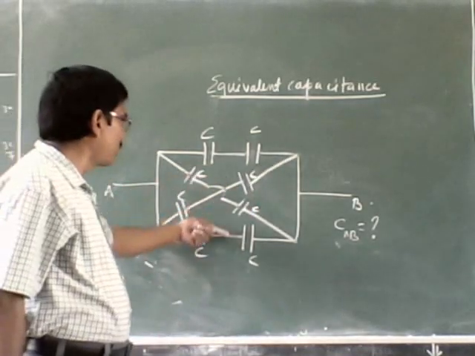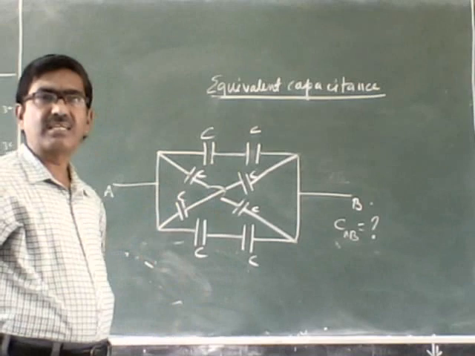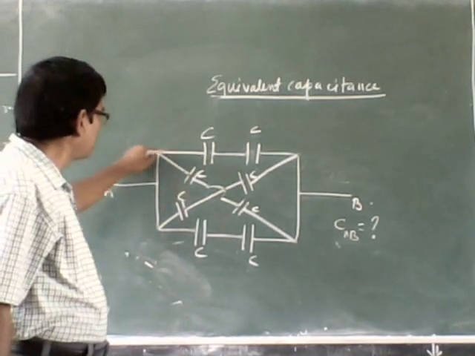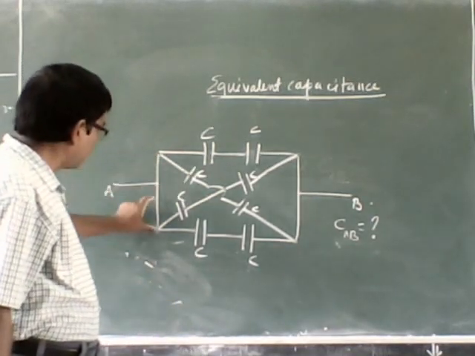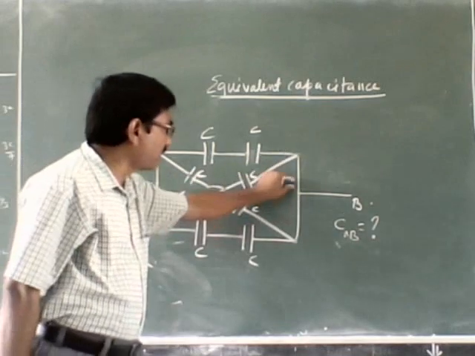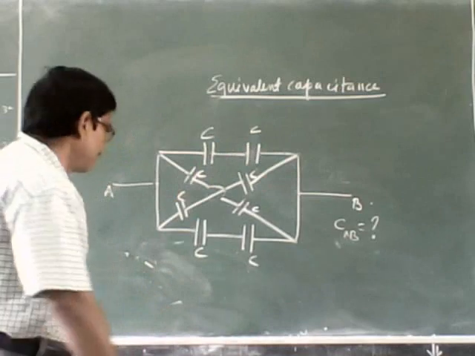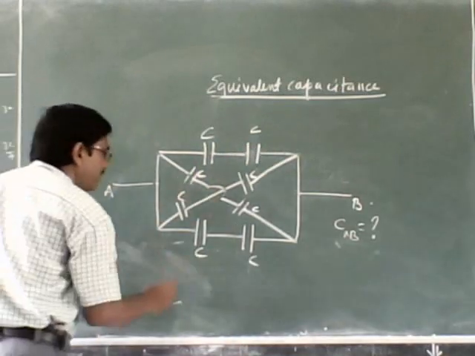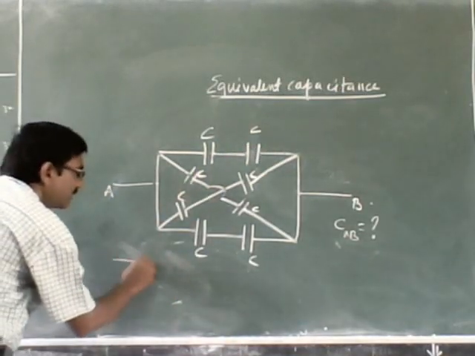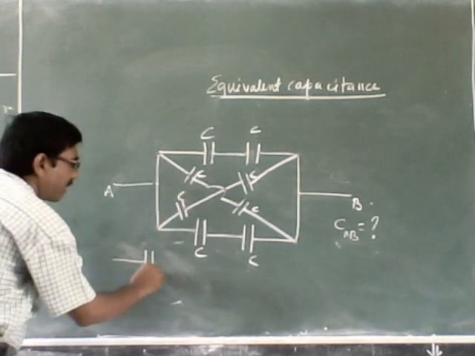So all these four combinations, how are they connected? They are connected in parallel. You see, these points and these points, again all these points are connected together. So they are connected in parallel. Then what will be their equivalent capacitance? Just like this, as they are connected in parallel.